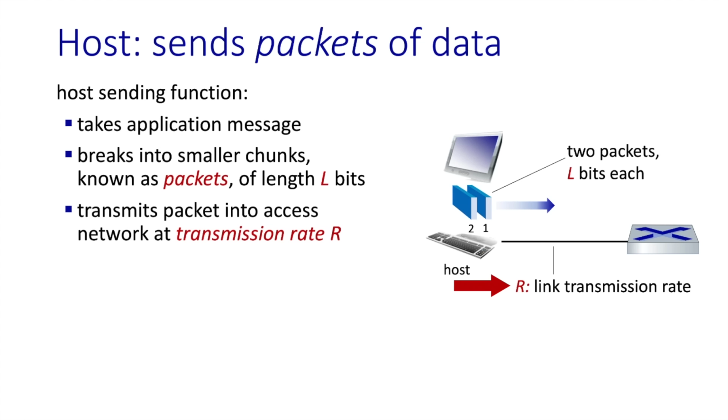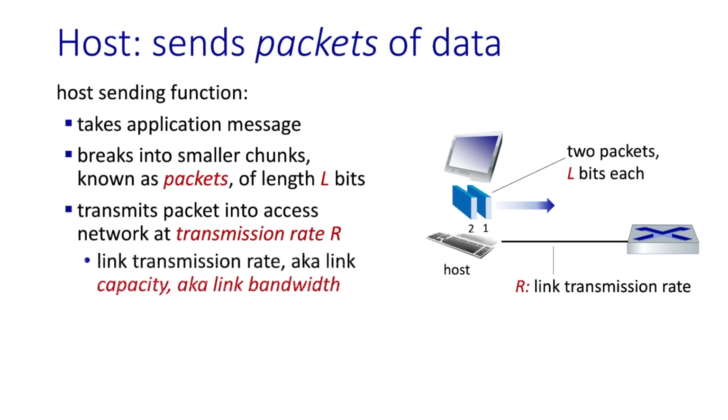And as we've already seen, R varies from one type of access network to another. We saw that using wired Ethernet, a host can send at gigabits per second, but over a 3G or 4G network, it may be constrained to a few megabits per second or less. R is best thought of as a link transmission rate, but it's sometimes more informally referred to as the link capacity or the link bandwidth.